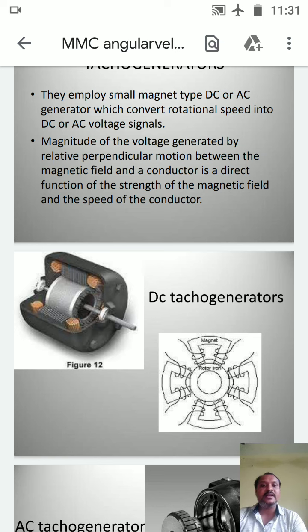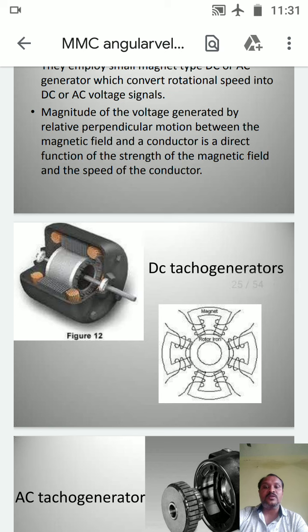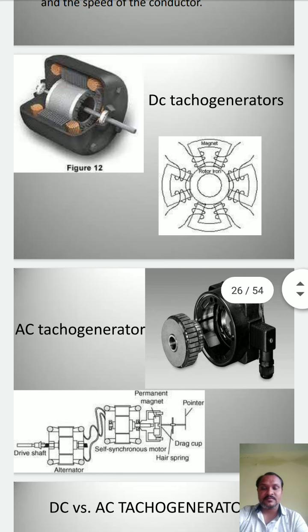magnitude of the voltage generated by relative perpendicular motion between the magnetic field and a conductor is a direct function of the strength of the magnetic field and the speed of the conductor. So whatever the perpendicular motion is between the magnetic field and the conductor, it is a direct function of the strength of the magnetic field and the speed of the conductor. Below, I am showing you the diagram of the DC tacho generator.